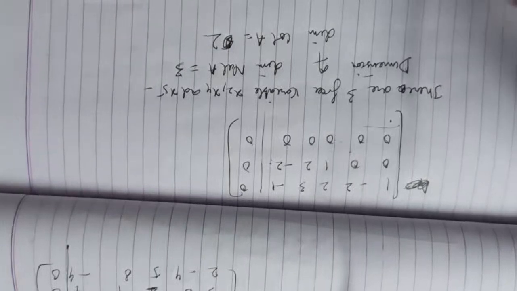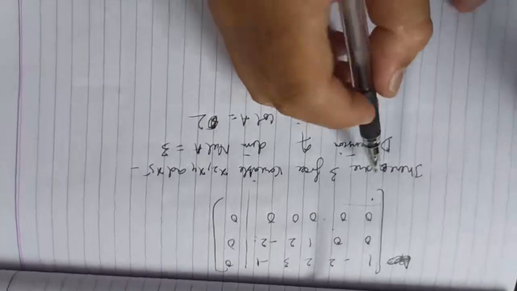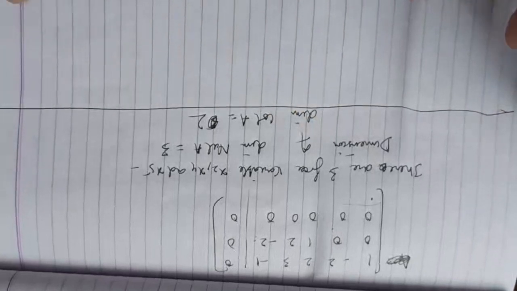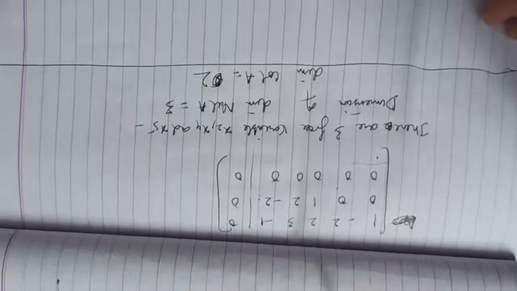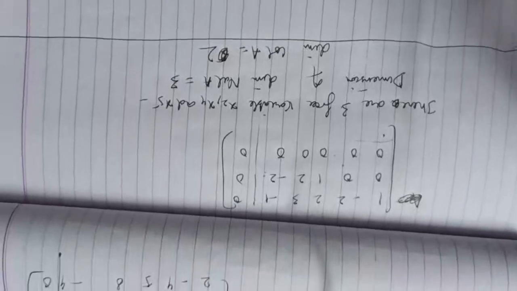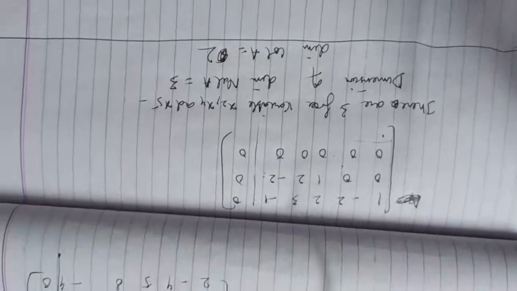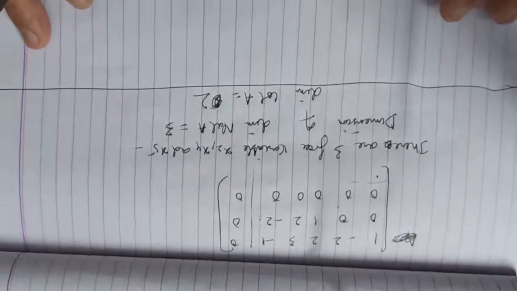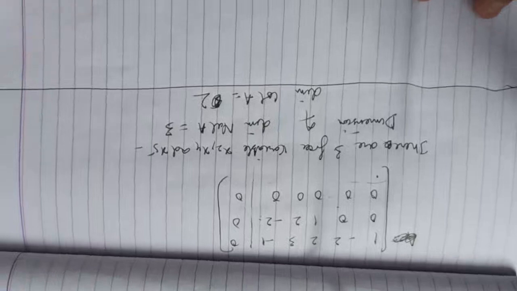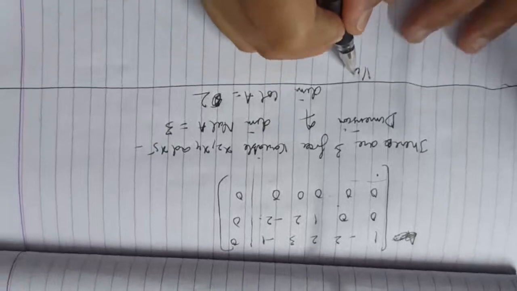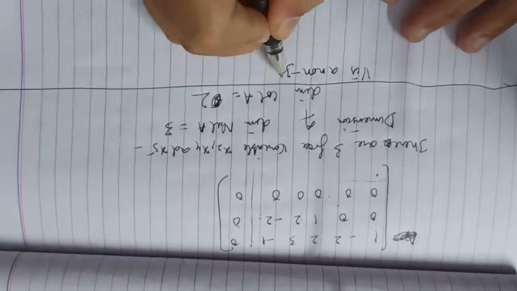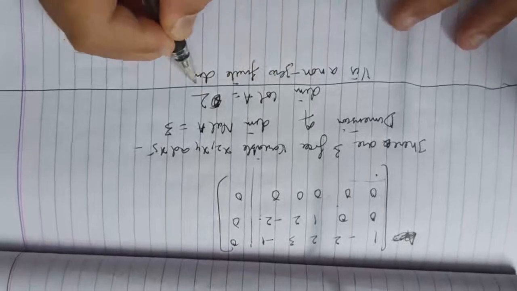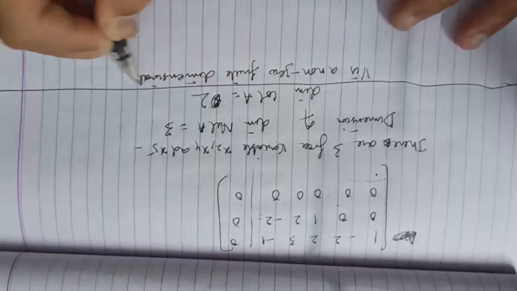So now we have understood how we can find the dimension of the null space and the column space. Looking at that, we should be able to answer the following. Let's say V is a non-zero finite dimensional vector space.